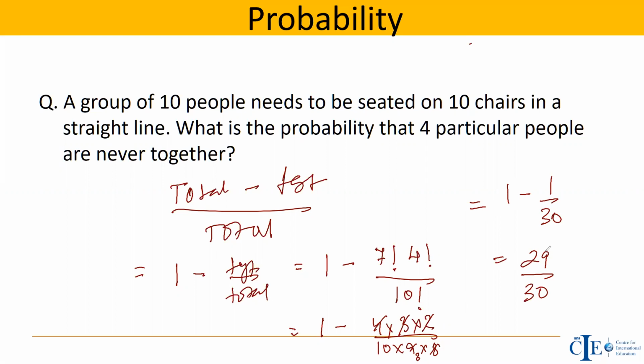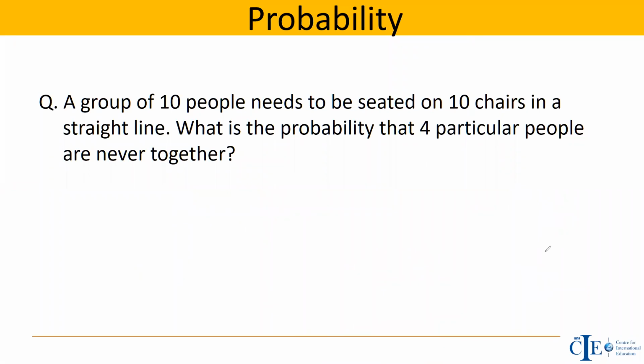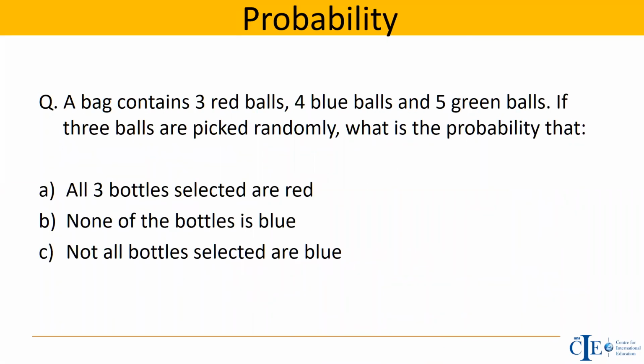Yeah, all four need not be together. It doesn't say all of them separate. It could be one of the possible cases. So all the four are not together. Three can be, or two can be, or all of them may be separated. All cases are included in this. All I don't want is the four of them sitting next to each other. That's it. Right? Okay. Now moving on to the next one.